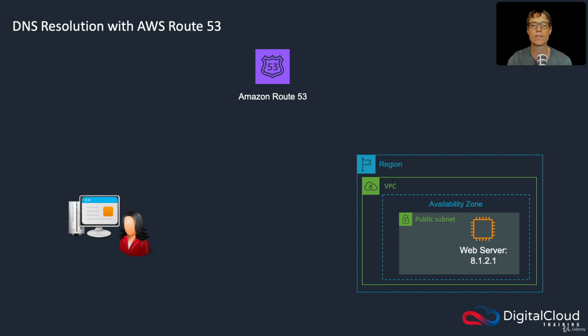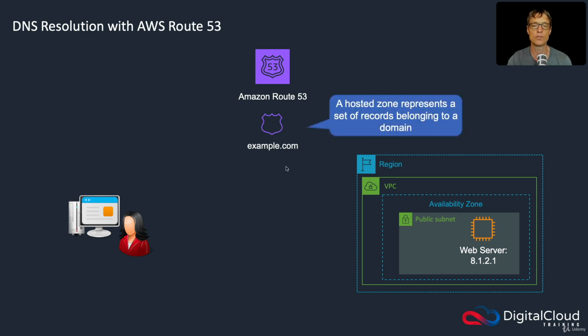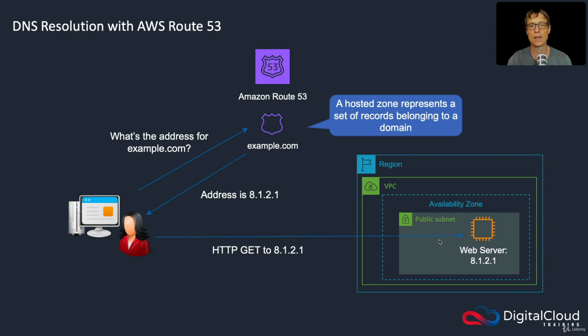So that's the same with Route 53. With Route 53, we create what's called a hosted zone, and that contains the records for our particular domain. Then if a user is going into their browser and trying to connect to a web server, they'll ask for the address for example.com. The response will come back from Route 53, and then they can connect to the web server. So that's a simple view of how it works.